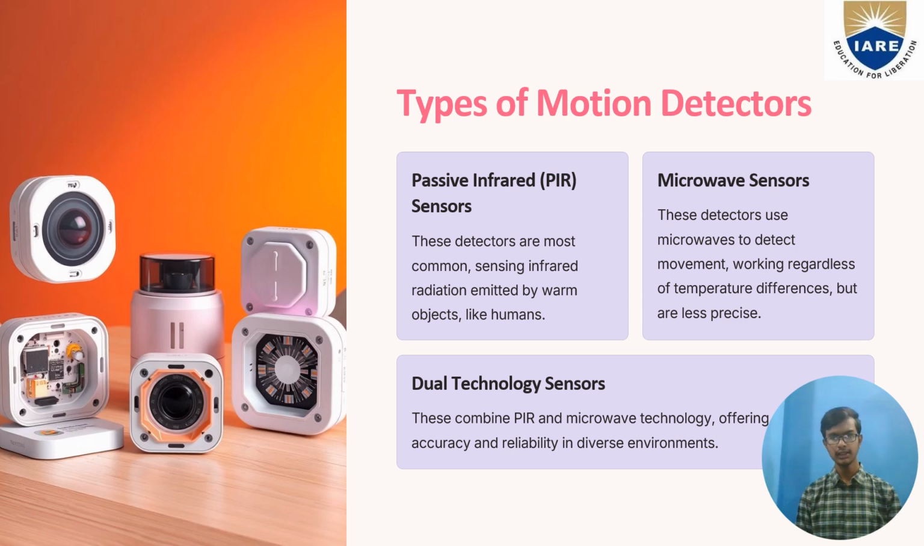The third type is dual technology sensors. These are a combination of passive infrared sensors, or PIRs, and microwave sensors. They are even more accurate when compared to these two types of motion detectors.